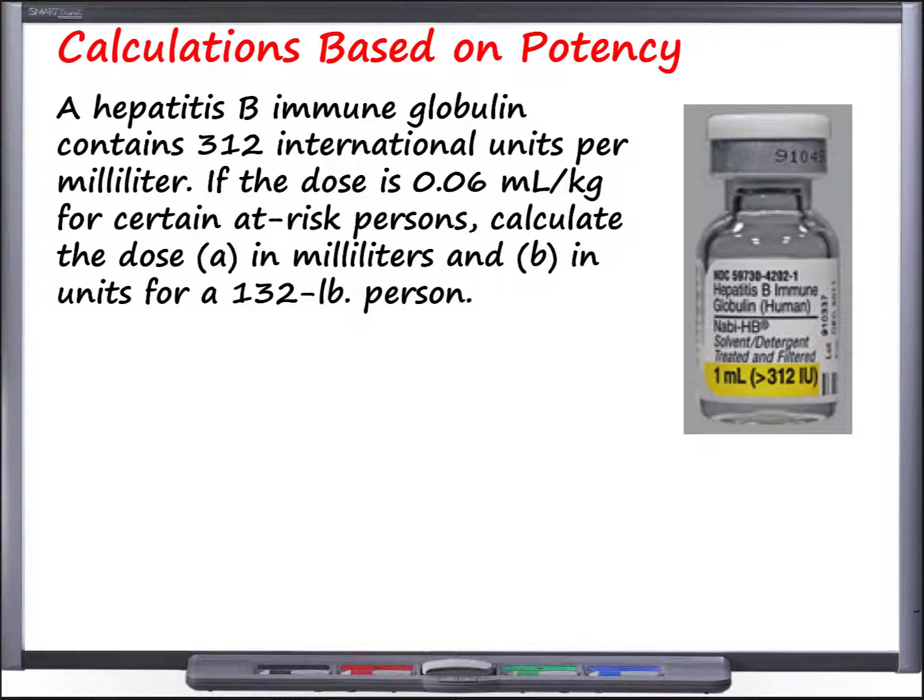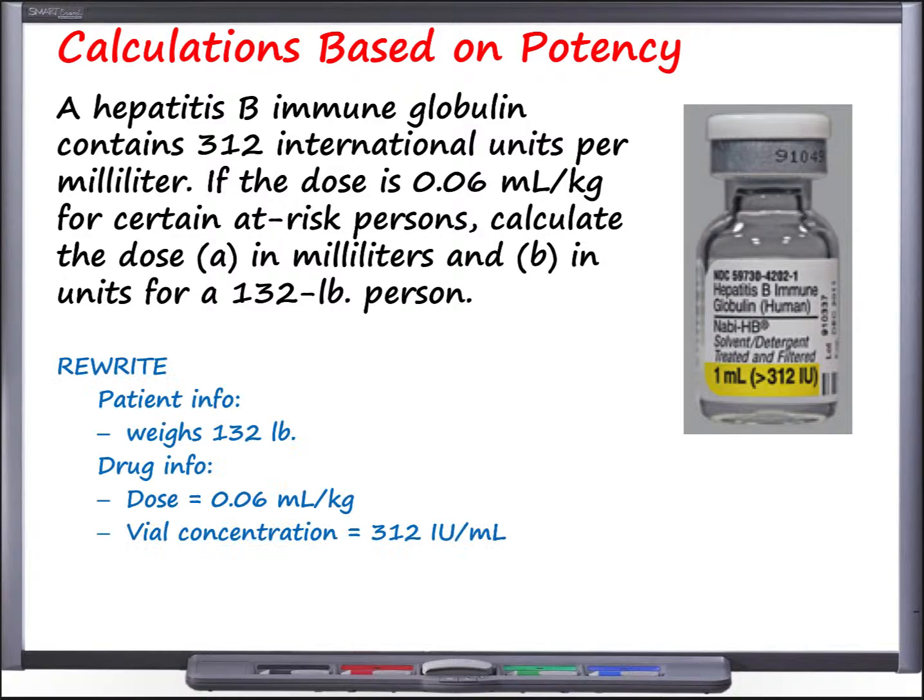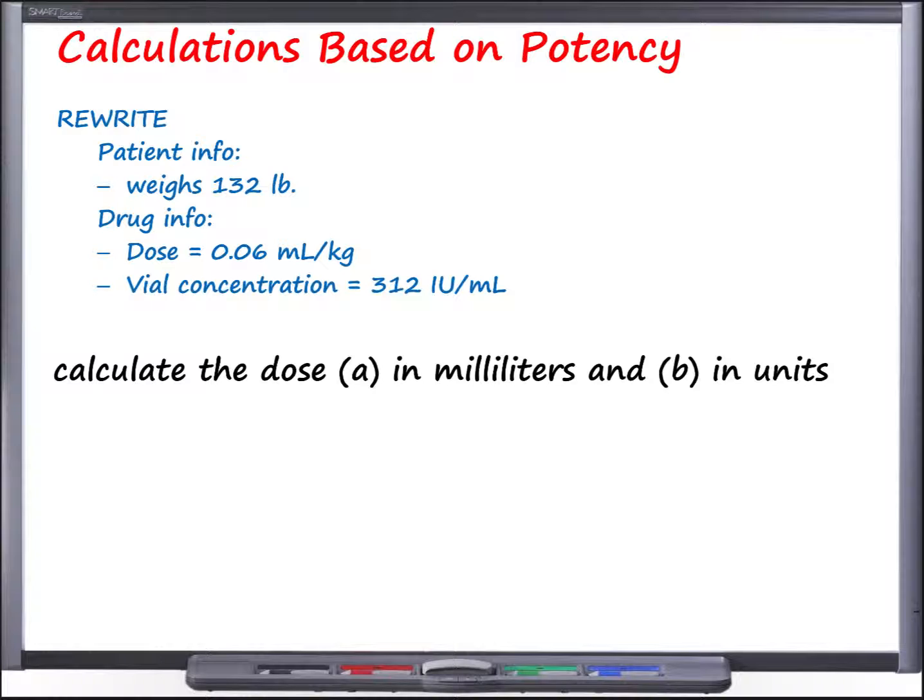But as with any question, let's start by rewriting and organizing the information given to us in the question. What do I know about the patient? The patient weighs 132 pounds. That's all I need to know. What do I know about the drug? Two things. The dose that we want to provide is expressed as 0.06 milliliters per kilogram. And lastly, the concentration of the drug in the vial is 312 international units per milliliter. All right, with that information, we can answer this question.